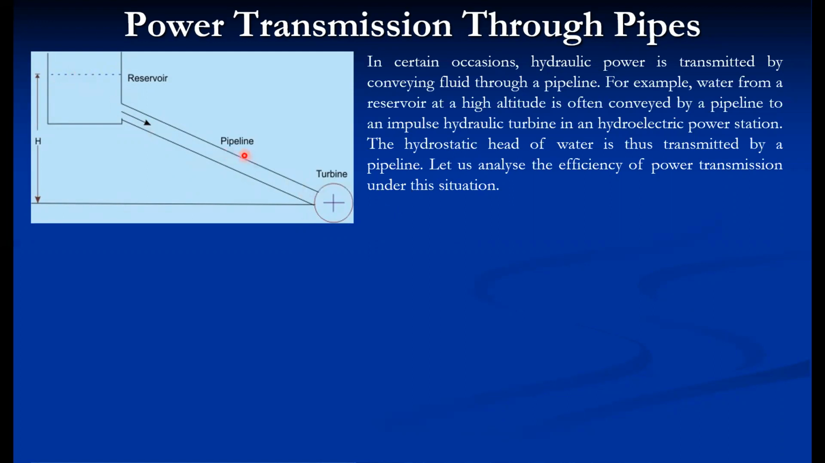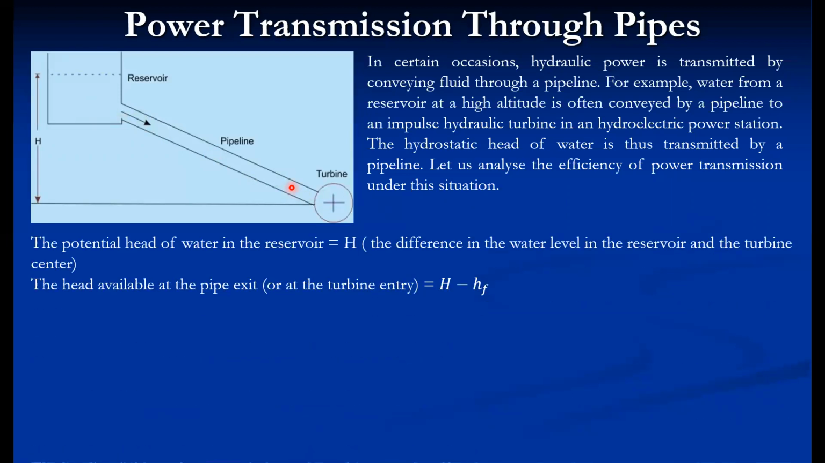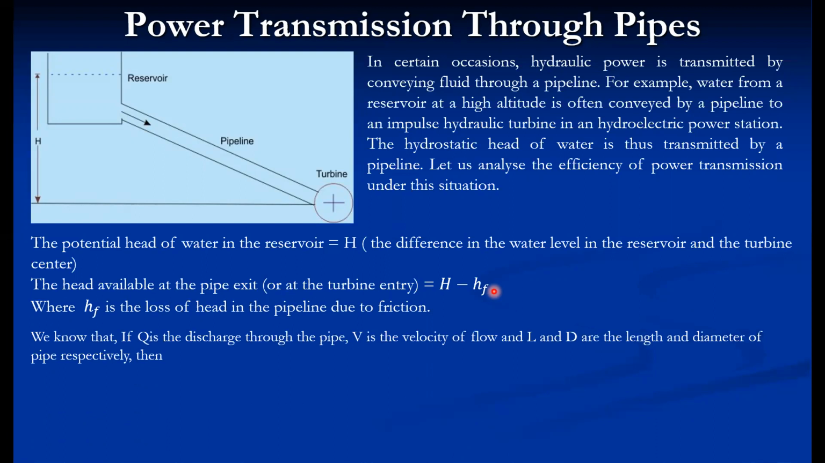Let us analyze the efficiency of power transmission under this situation. How much power is lost during the transmission, that also we are going to discuss in this session. Suppose the potential head of water in the reservoir is capital H, that is the difference in water level between reservoir and turbine. The head available at the outlet is equal to H minus HF, because some head is consumed for overcoming the frictional resistances, and that head is called HF, the loss of head in the pipeline due to friction.